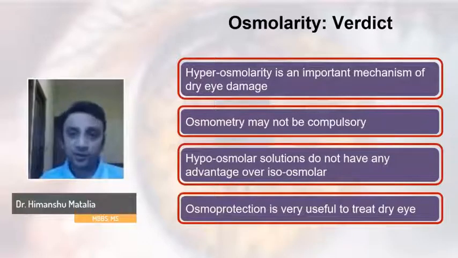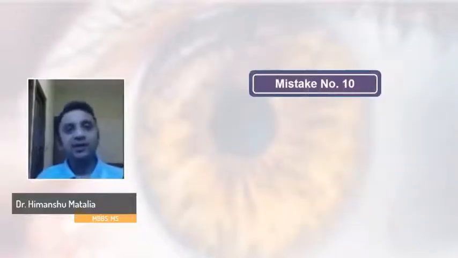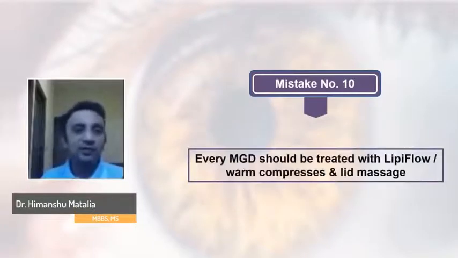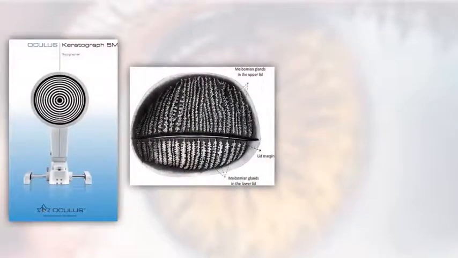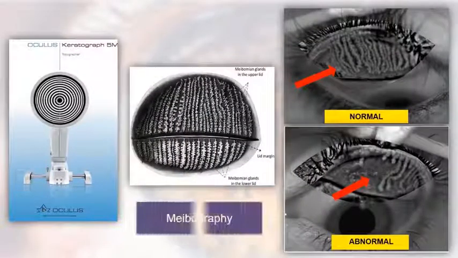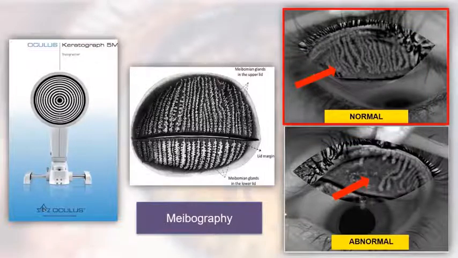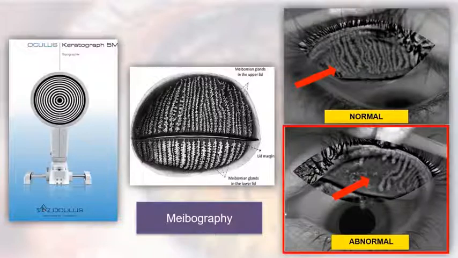Coming to the 10th mistake: every MGD should be treated with LipiFlow or warm compresses and lid massage. Well, we know that meibography is extremely important nowadays in treating dry eye, especially evaporative dry eye. The normal meibography shows vertical orientation of the glands, and in abnormal cases, you may see either convoluted glands or loss of glands in some areas.